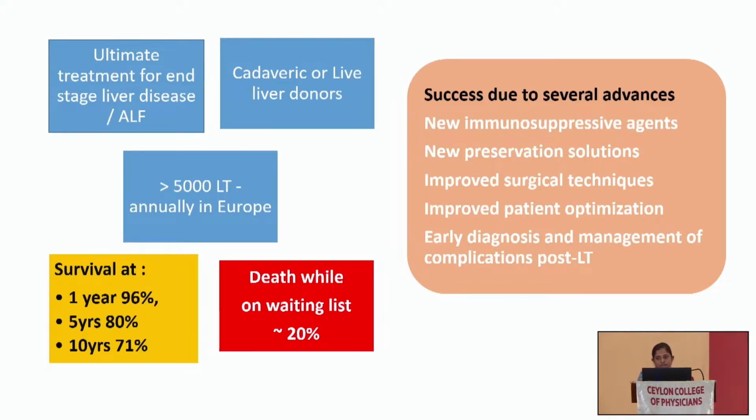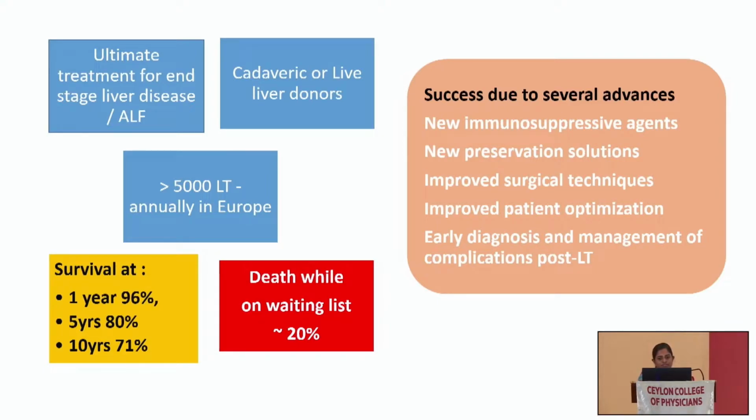Despite this successful outcome, only a fraction of patients are referred for liver transplantation. We know nowhere in the world are there enough organs to transplant each and every patient who is in need. That means there's a waiting list. So death while on the waiting list is approximately 20%.